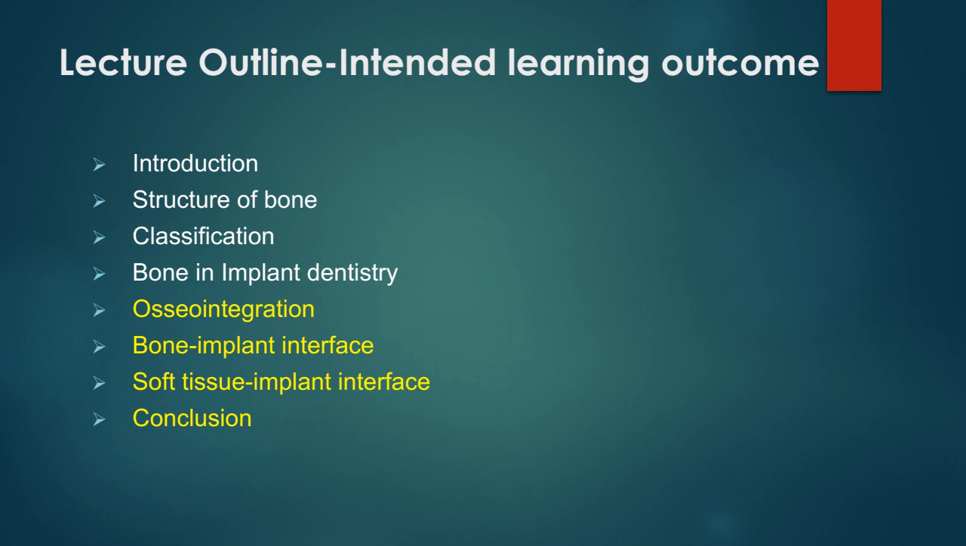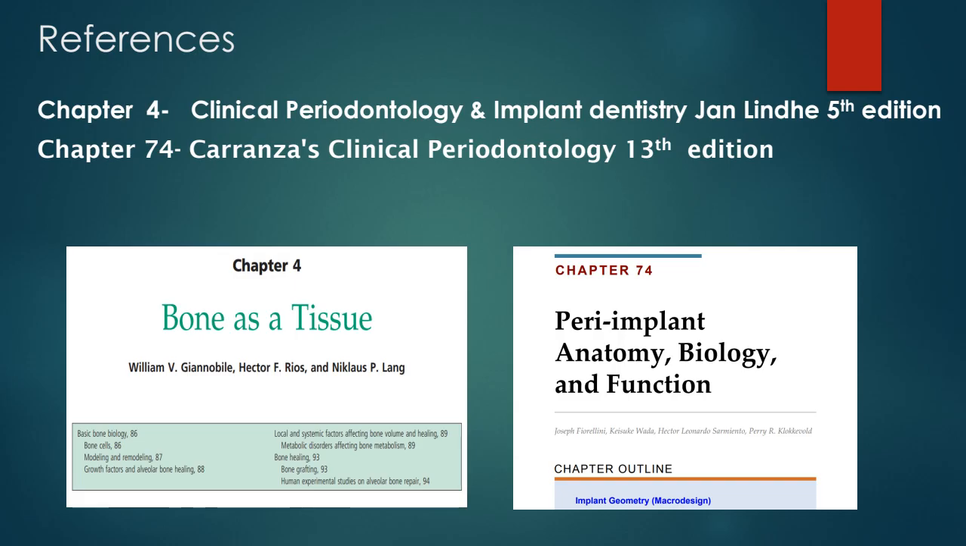Okay, so our lecture today is mostly from two books. We have chapter 4, which is very important reading material from the Clinical Periodontology and Implant Dentistry book, and we have chapter 74 in the 13th edition of Carranza's Clinical Periodontology.